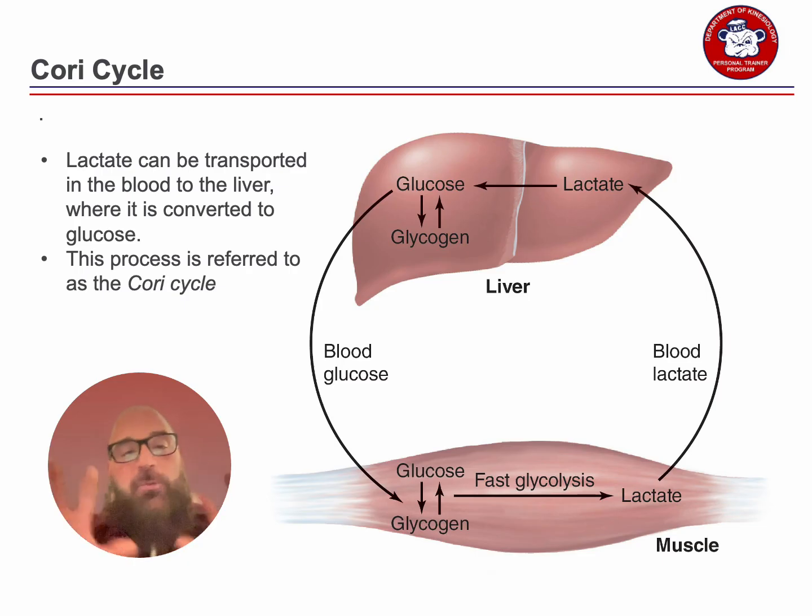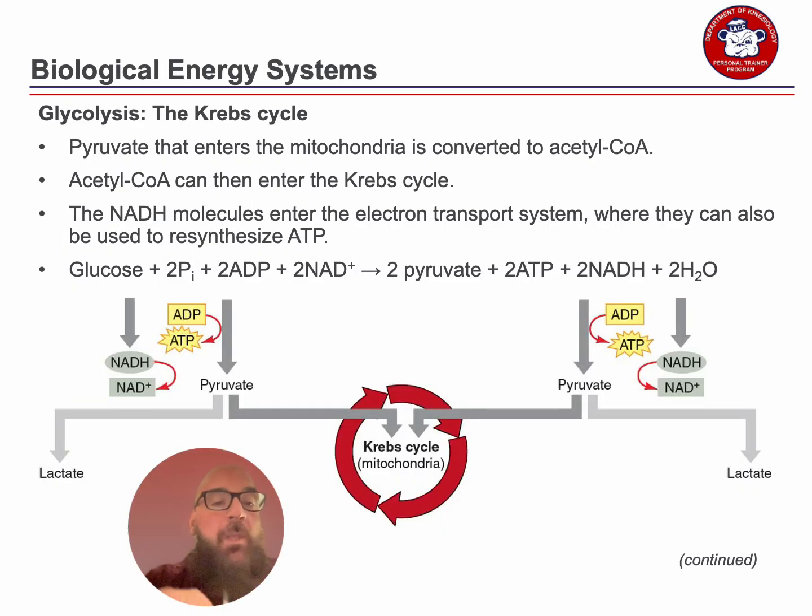So our body's really adept at keeping little stores of glucose in different organs and structures, but eventually it's finite, right? It's going to run out. Now, the one last cycle that we need to talk about is the Krebs cycle, and pyruvate that enters into the muscle mitochondria is going to be converted into acetyl-CoA, coenzyme A.